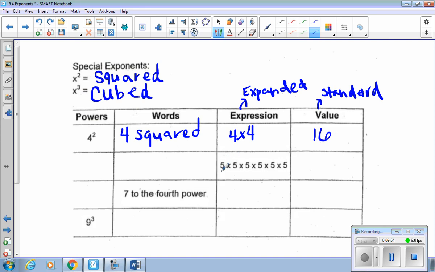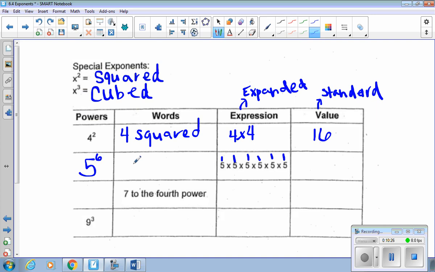Alright, so here on this next one, we've been given 5 times 5 times 5 times 5 times 5 times 5. So where do we start? Well, we want to write it as a power first. So the base is the number that's being multiplied. So our base is 5 because that's the number that's being multiplied by itself. And then our exponent is just the number of times that it's been multiplied. So 1, 2, 3, 4, 5, 6 5s. So my exponent is just going to be 6.